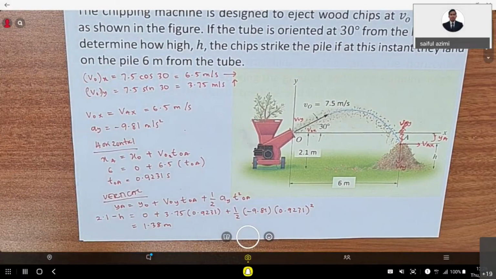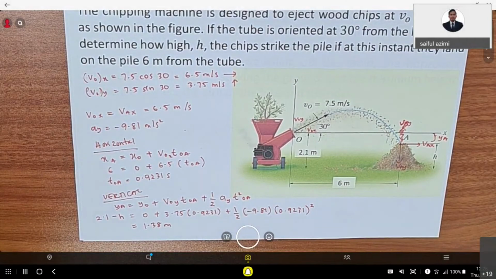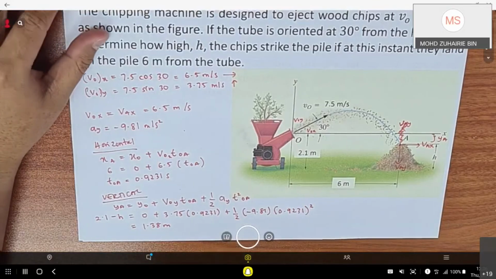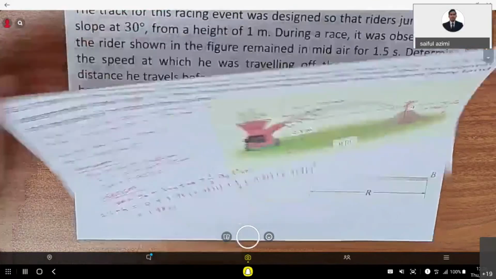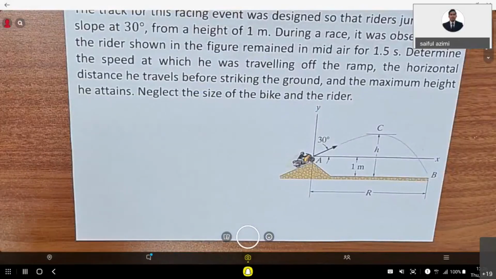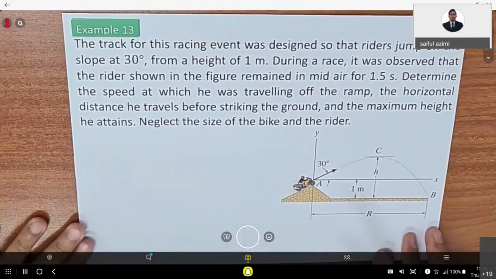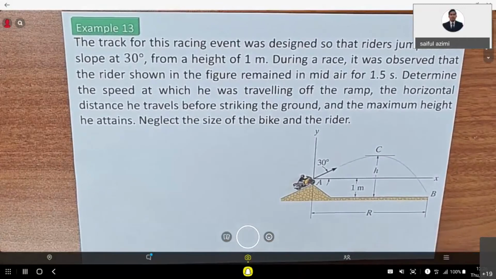Okay, so do you have any question for this example? No, sir. All right. So if you don't have any questions, we take a look at the final example today. Okay, so the final example, example 13.